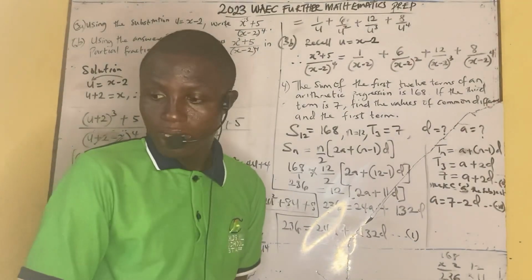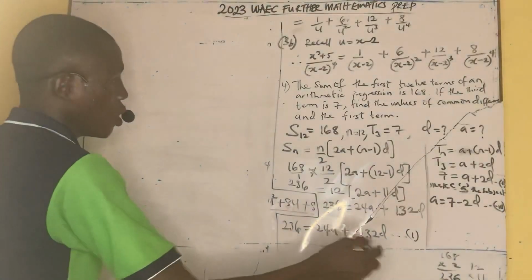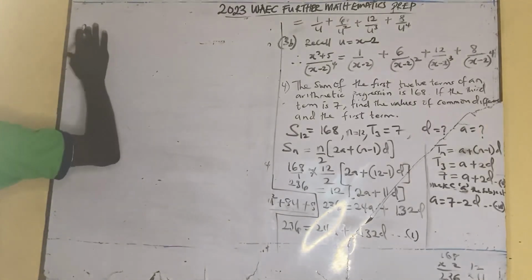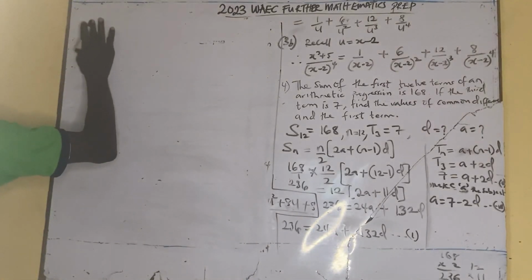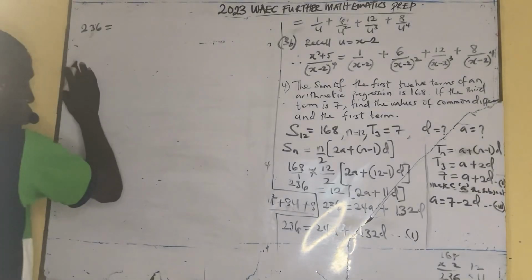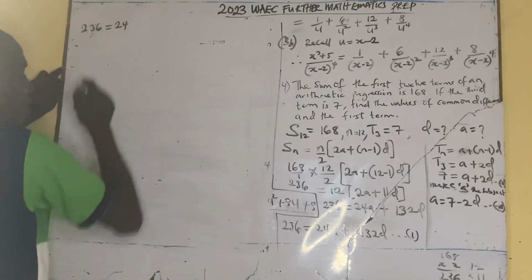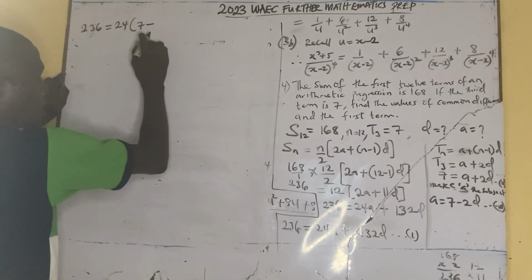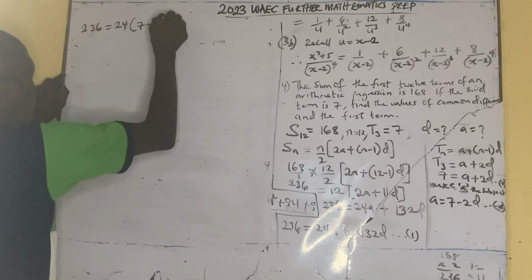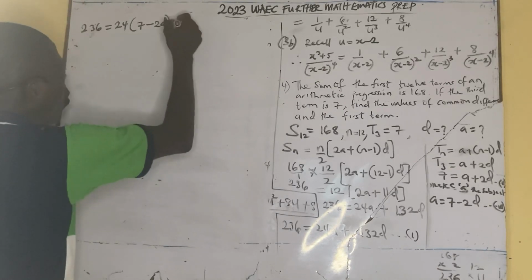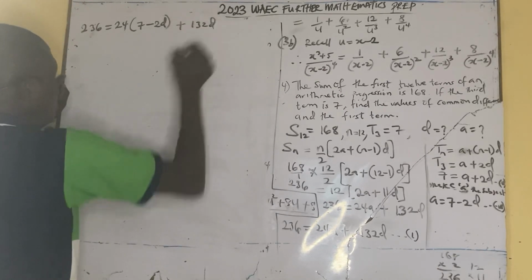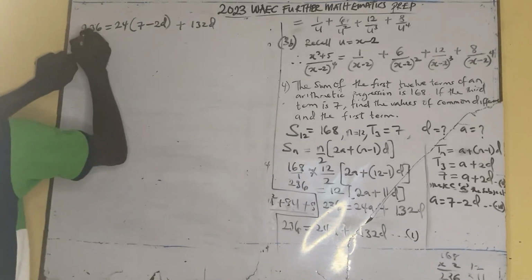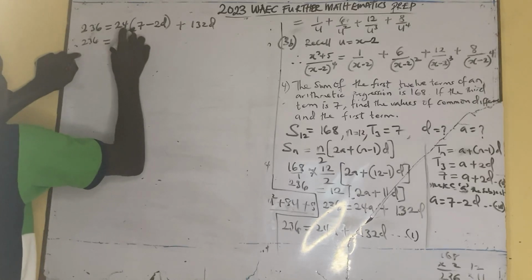Now let me clean this side. Now what do we have? Now substitute this into this equation. 236 equals 24 into bracket. Whenever you see a now, you put 7 minus 2d, then plus 132d. So now from here we can answer, okay, 236 equals 24 times 7.